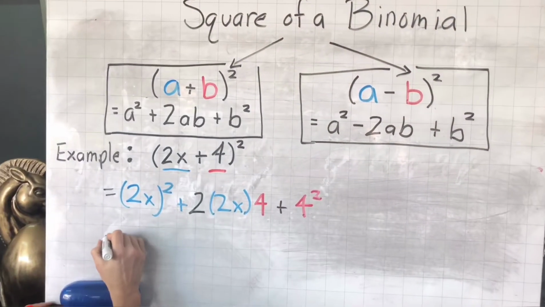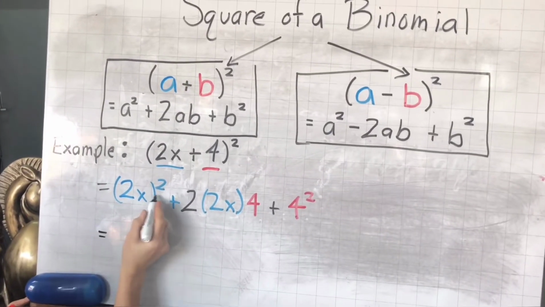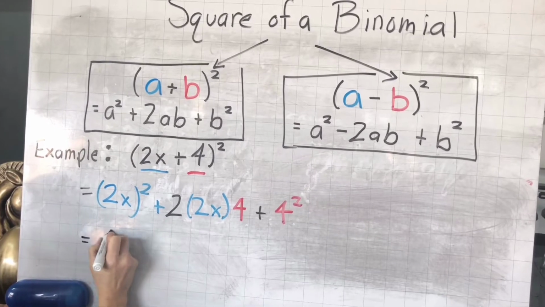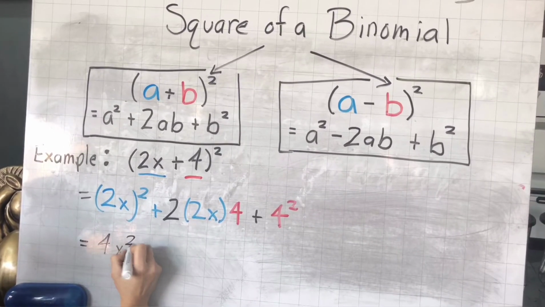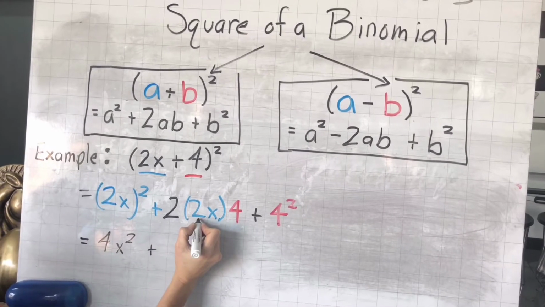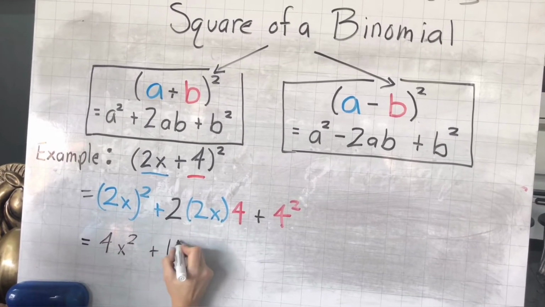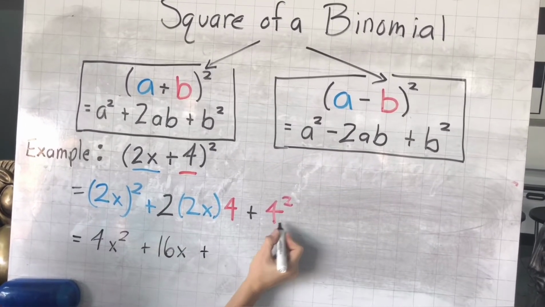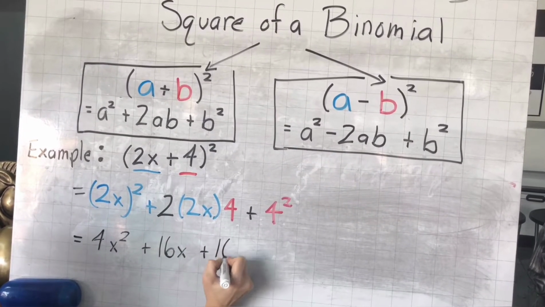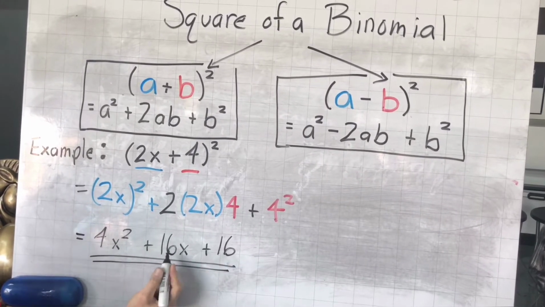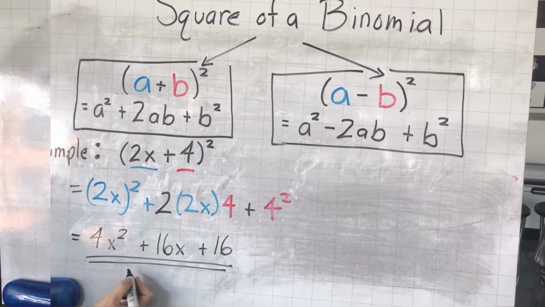Then we further simplify the quantity 2x squared. We have to square each term inside of the parentheses, which would be 4x squared, plus 2 times 2, that's 4, 4 times 4, 16, times x, plus our final term, 4 squared, which is 16. As you guys can see, this saves you a lot of time by using this formula.